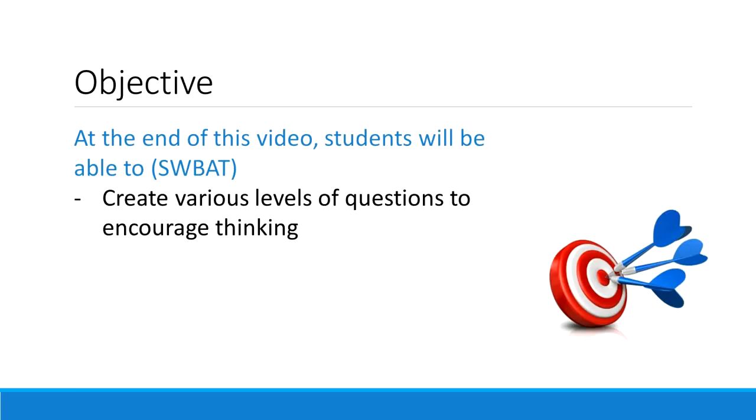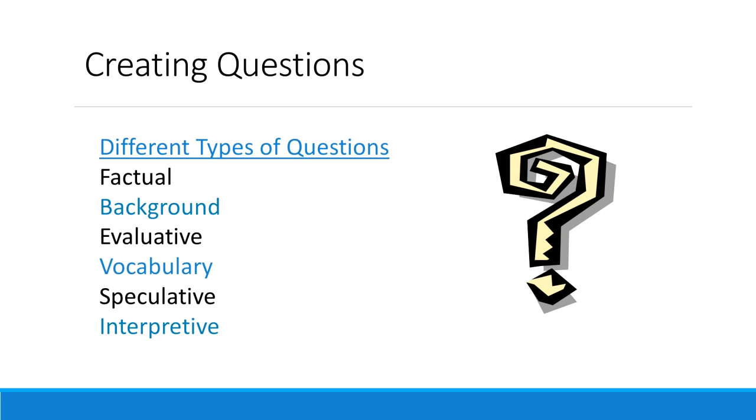In this brief video, we're going to talk about creating questions. At the end of this video, you should be able to create a variety of questions to encourage thinking on different levels of Bloom's taxonomy. There are lots of different types of questions. Some people say an open-ended question, a closed-ended question, a factual question, an interpretive question. Well, we're going to go with these 6 different types: a factual question, a background question, evaluative, vocabulary, speculative, and interpretive.